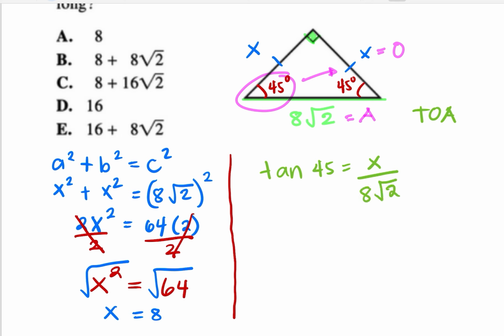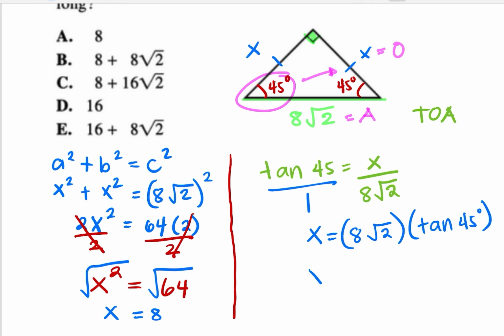Before putting this in our calculator, we can set up our proportion, make this over 1 and cross multiply. 1 times x is x, and we end up with 8 square root of 2. We put that in parentheses and multiply it by tangent 45 degrees. When you put this in a calculator, it gives you x is equal to 8. So whichever method you use, you should get the same value for x, which is 8.